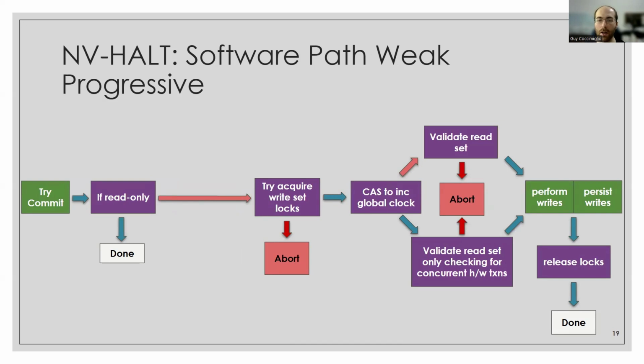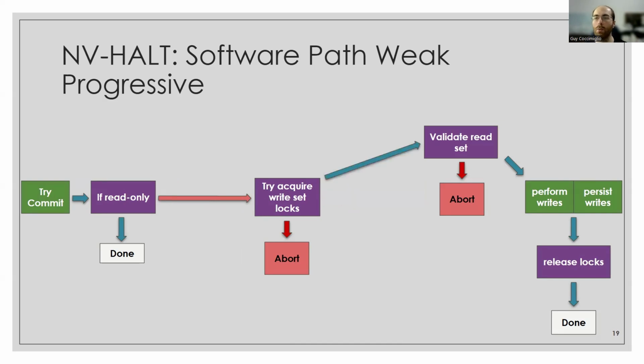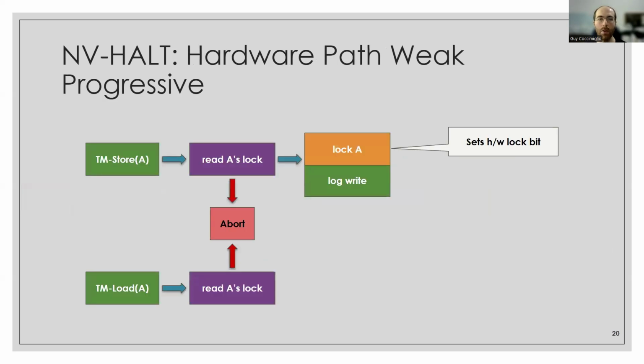So once we acquire our write set locks, we're going to go straight into normal read set validation, which is going to check for conflicts for concurrent software or hardware path transactions. And then the rest is the same. For our hardware path, the only difference is when we lock during a store, there's no longer a hardware lock bit, there's only that general lock bit.